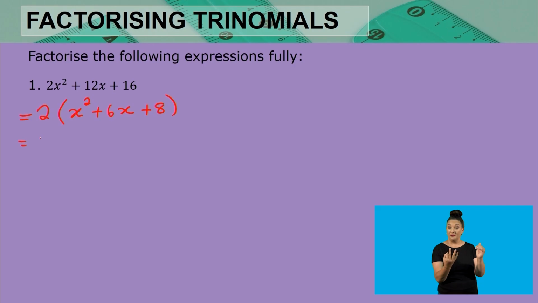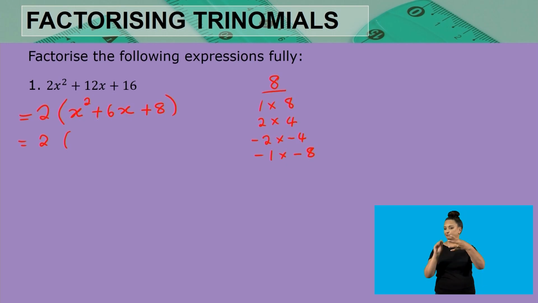So how are we going to factorize that trinomial? Remember, any method that you want, you can use. Let's look at the factors of 8. Now, to get a positive 8, we have 1 multiplied by 8, we have 2 multiplied by 4. We also have negative 2 multiplied by negative 4, and a negative 1 multiplied by a negative 8. Which pair will add up to a positive 6? We are going to choose that one because 2 plus 4 does give us a 6.